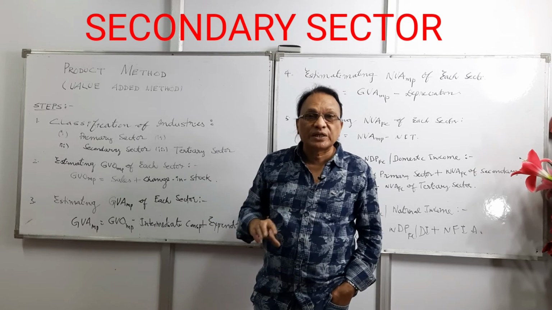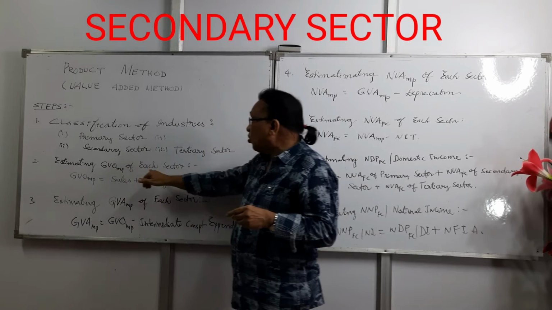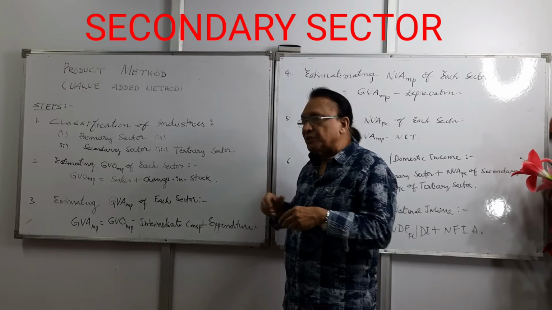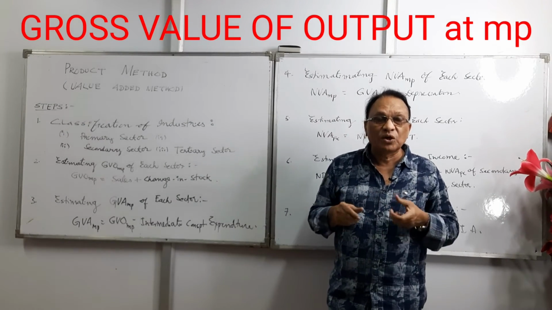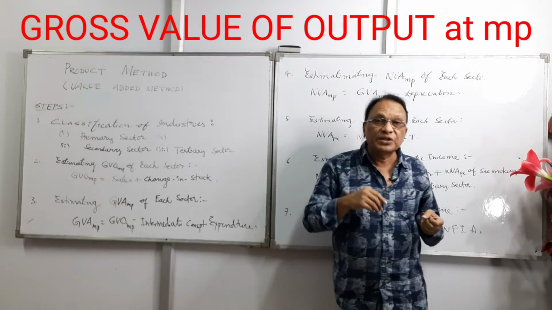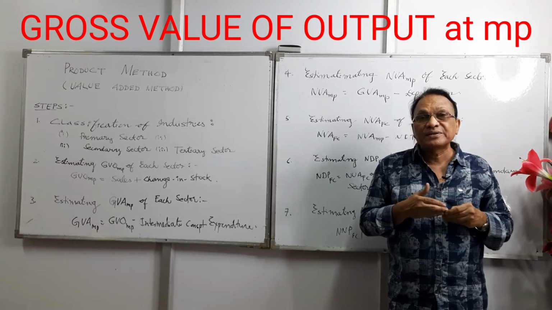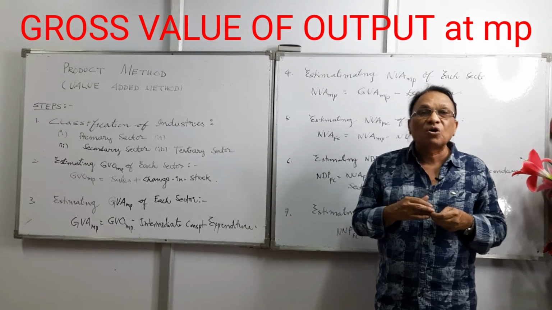Now we go to the next step. What is the next step? Estimating gross value of output of each sector. GVO at MP. How do you find out gross value of output? Let's recollect what you learned earlier. Gross value of output at market price is equal to sales plus change in stock.